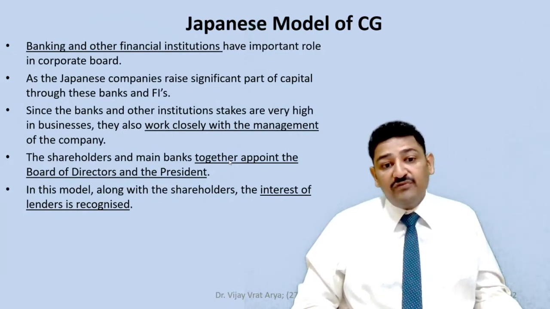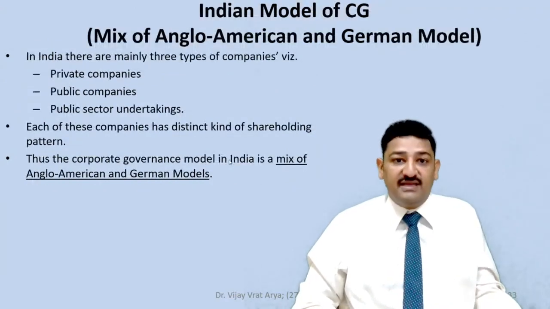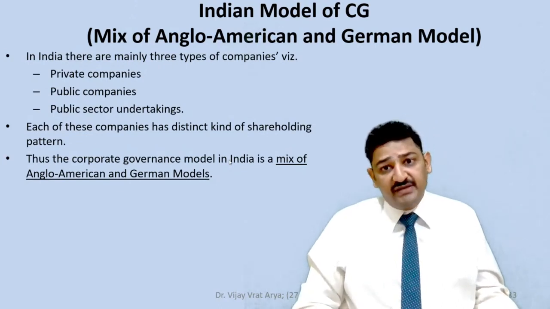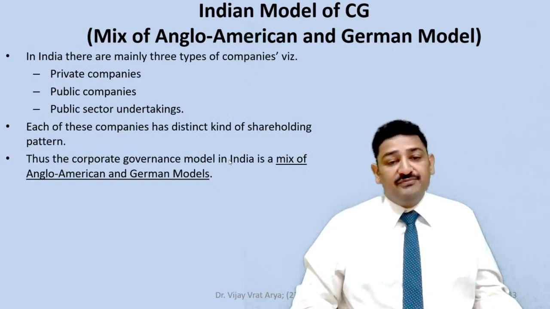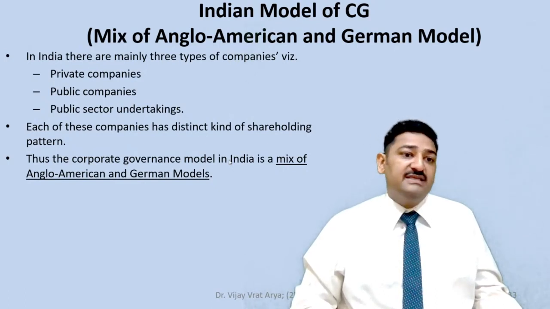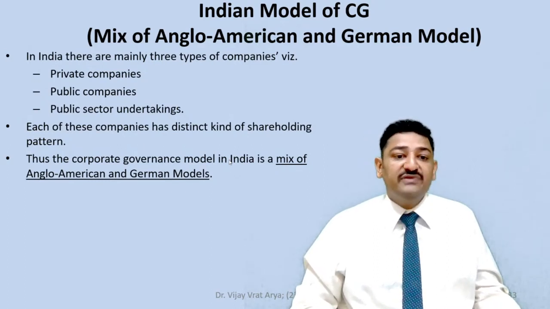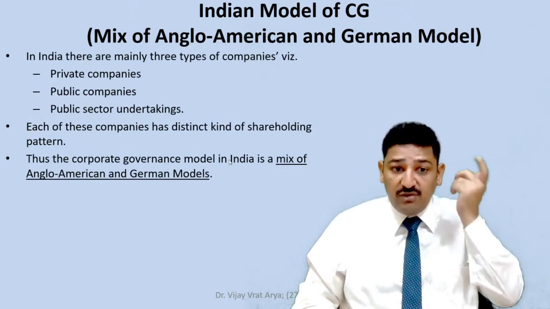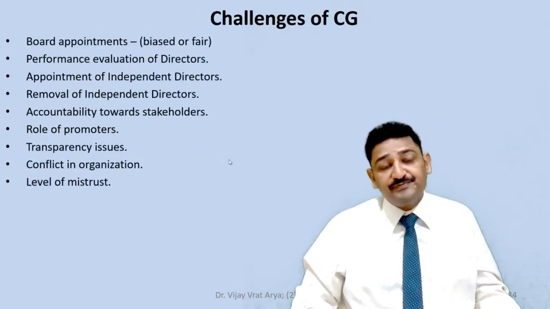In this model, along with the shareholders, the interest of lenders is also recognized to a very high extent. Now, if we refer to the Indian model of corporate governance, it is more of a mix of Anglo-American and the German model. So you will notice that in India there are three major types of companies, that is private, public and public sector undertakings. And each of these companies has a distinct kind of shareholding pattern. And thus the corporate governance model in India is a mix of Anglo-American and German models.